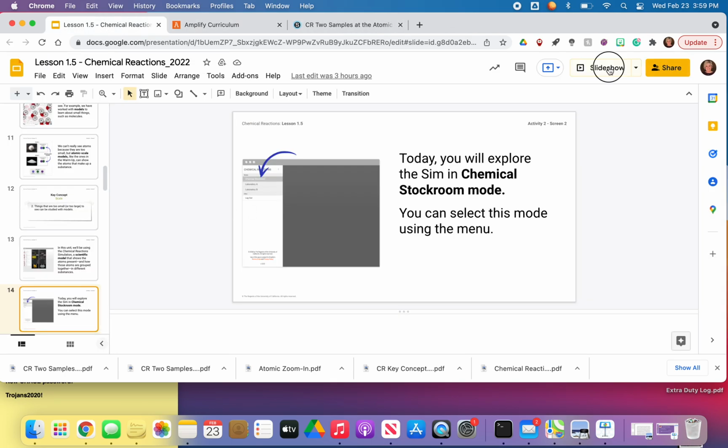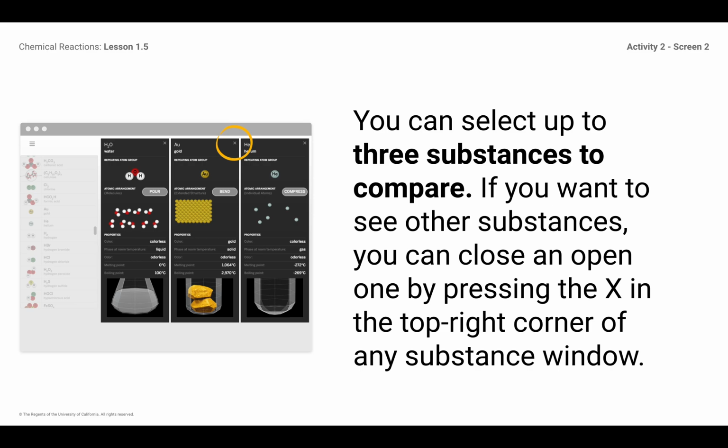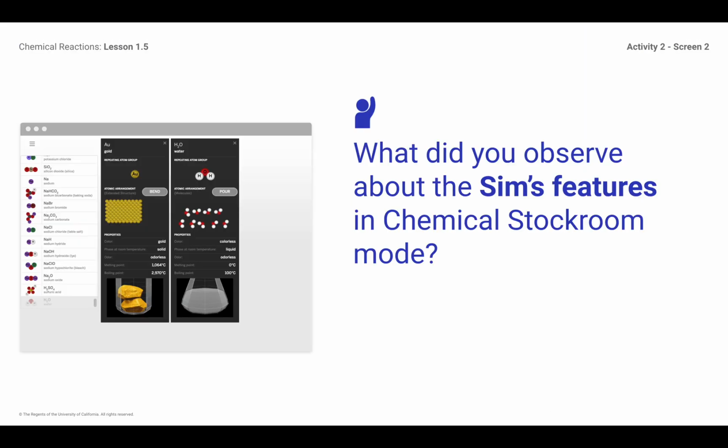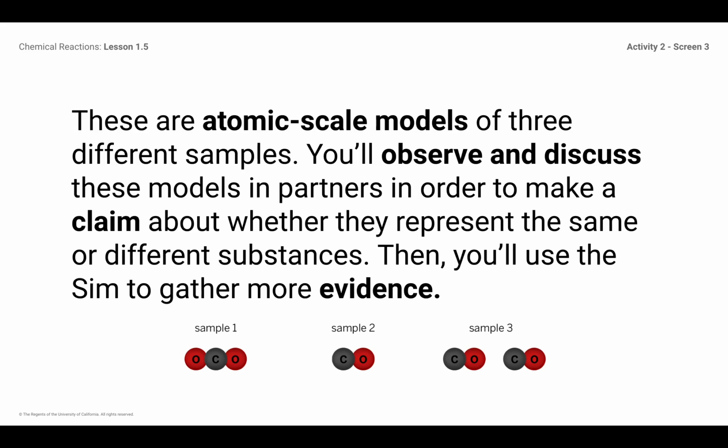All right, so now that you've messed around in your lab, or in the computer simulation, we're going to continue on. So we know that different substances have different properties. To understand why, we're going to use the sim to investigate different samples at two scales. We're going to look at the macro scale and the atomic scale.